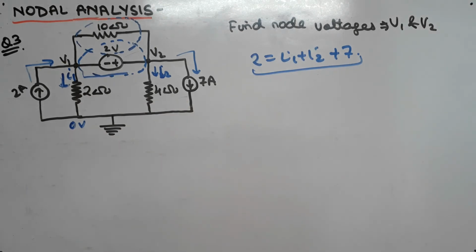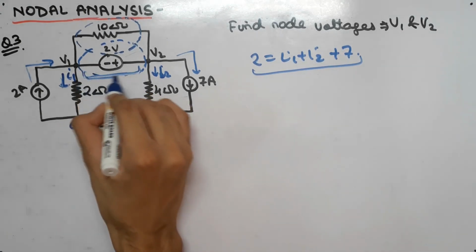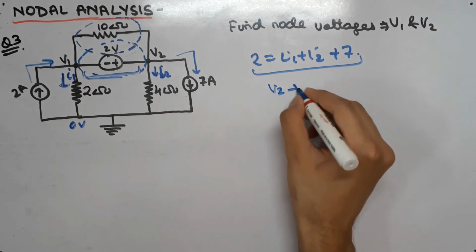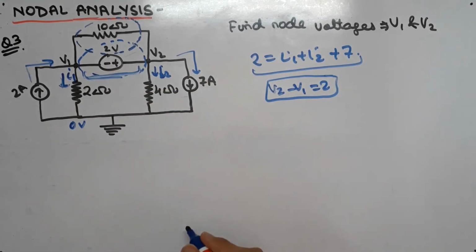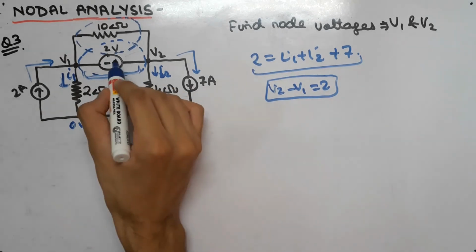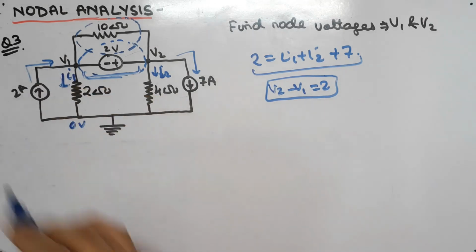Now we will apply the second step for a super node. That is, now we will find the equation for voltages. That is, we will write V2 minus V1 is equal to 2 volts. This we got from the super node. We have written V2 first because the positive part of the battery is facing V2 and the negative part of the battery is facing V1.